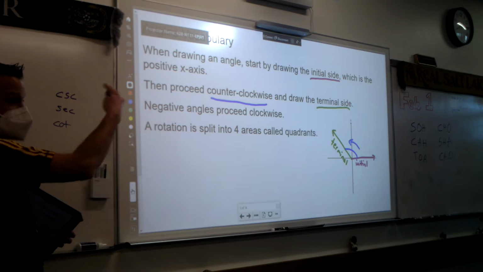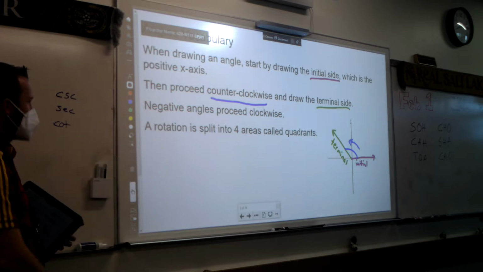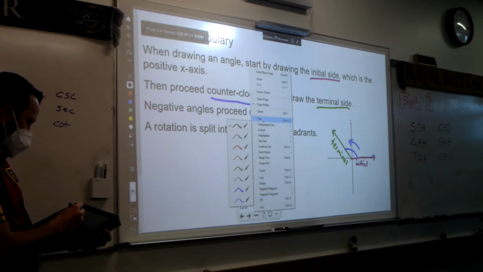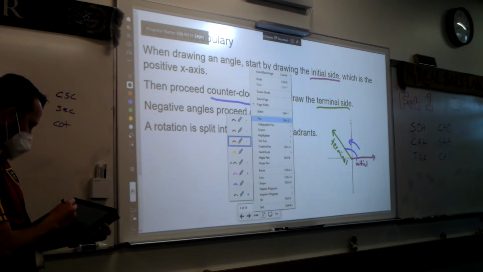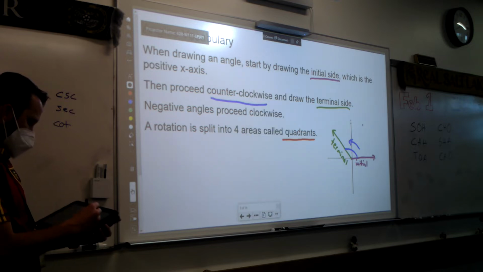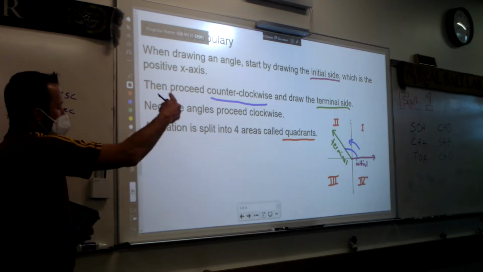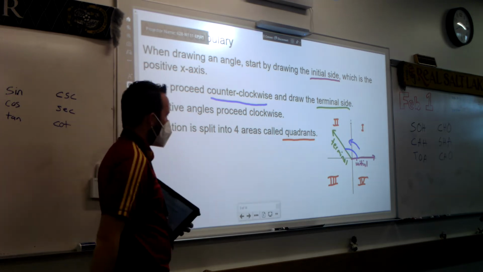If regular angles are counterclockwise, negative is the opposite of counterclockwise, also known as clockwise. Okay, cool. Now notice that one rotation is split into 4 regions, which we are going to call quadrants, okay? There's quadrant 1, 2, 3, 4. We use Roman numerals for them. And it goes counterclockwise as well. If we have a negative angle, it doesn't change the order.